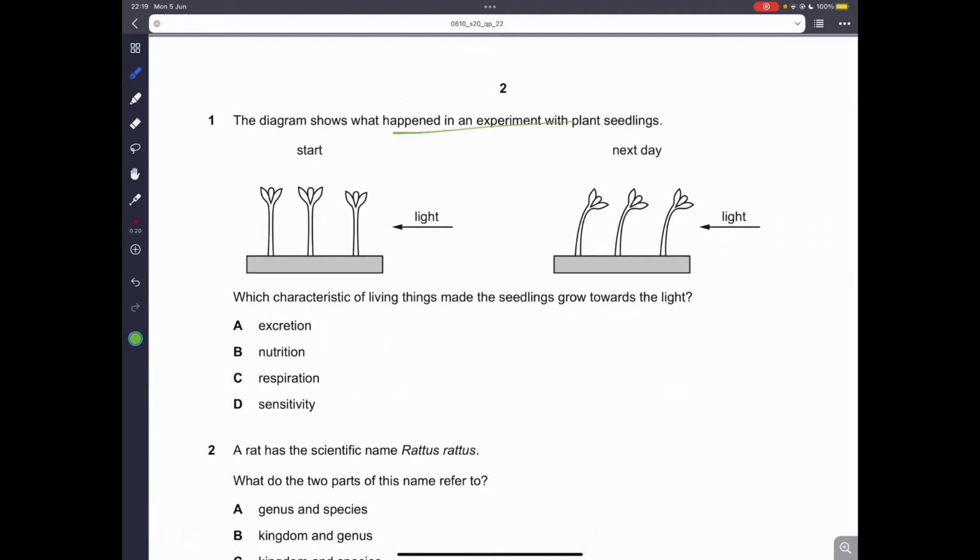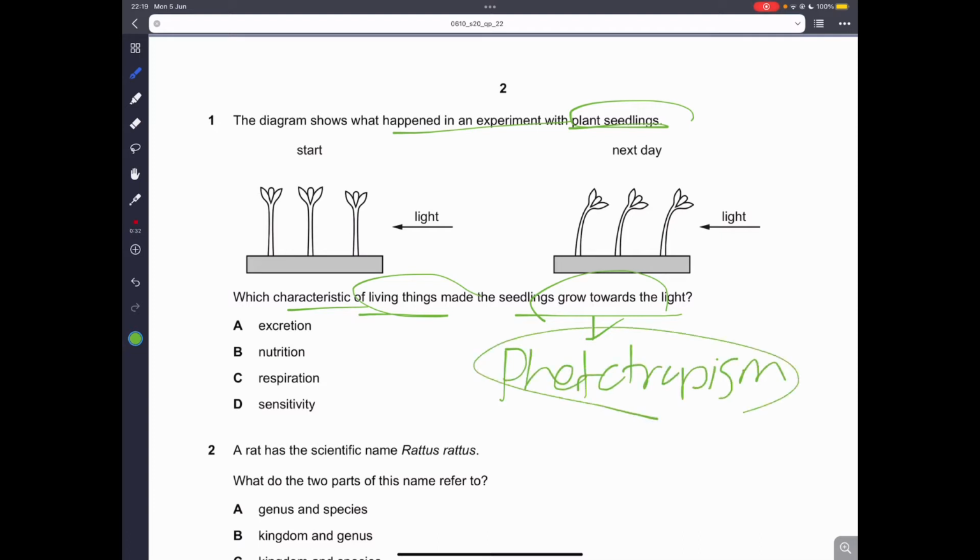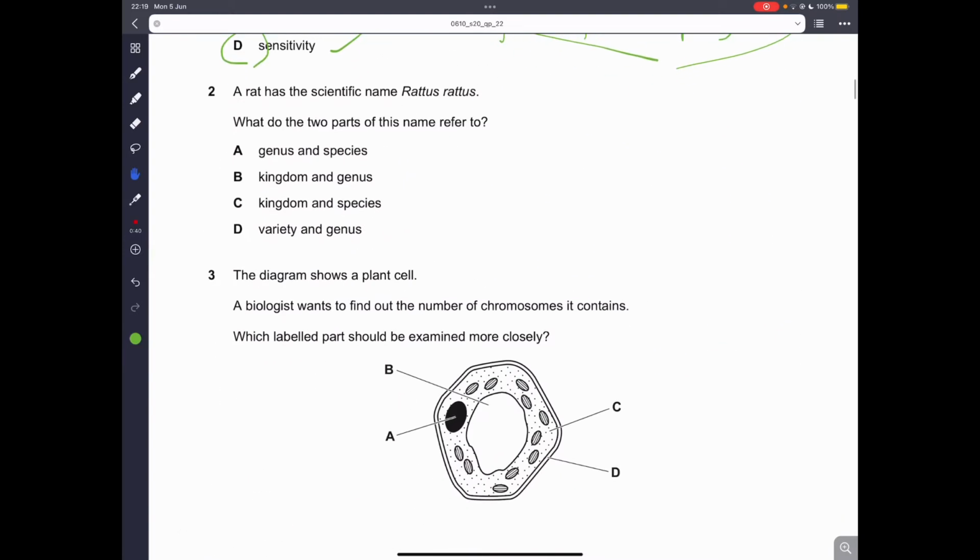The diagram shows what happened in an experiment with plant seedlings. Which characteristic of living things makes the seedling grow towards the light? Well, this is something called phototropism. Phototropism is basically the sensitivity of plants, based on how they respond to light. And so this means sensitivity. D is the correct answer.